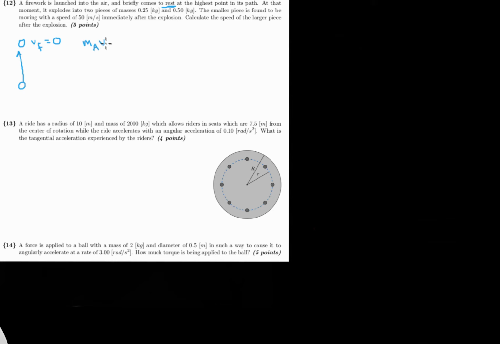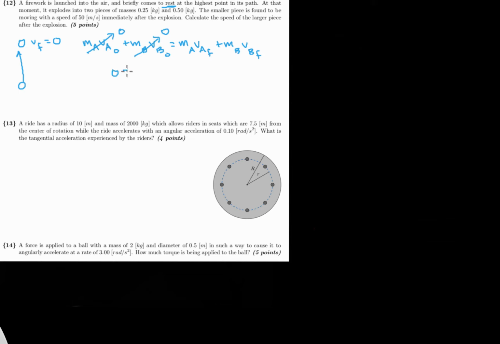We're going to say m_A v_A initial plus m_B v_B initial equals m_A v_A final plus m_B v_B final. So are these for the one piece and the other piece? Yeah, the A and the B are the different pieces. Initial is just before the explosion, and F is just afterwards. Because it said it just came to rest, that's 0.